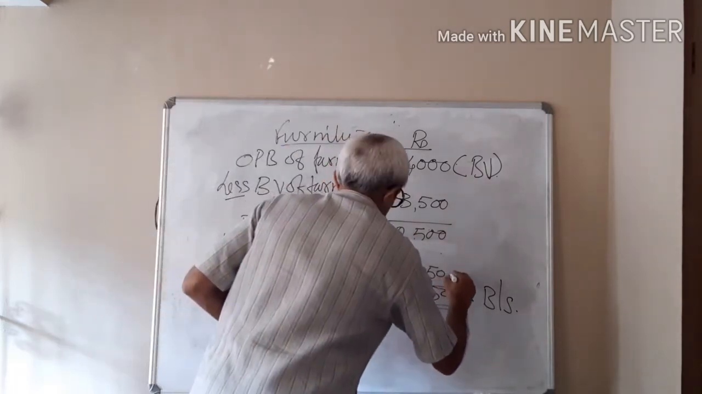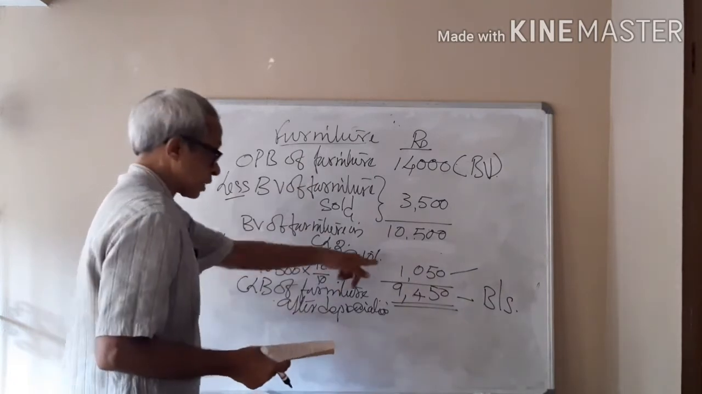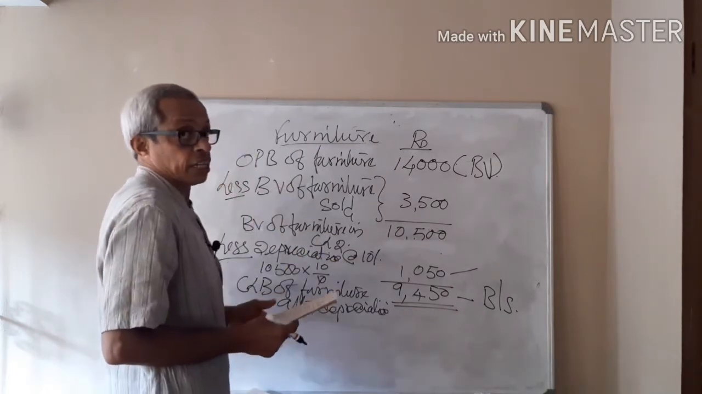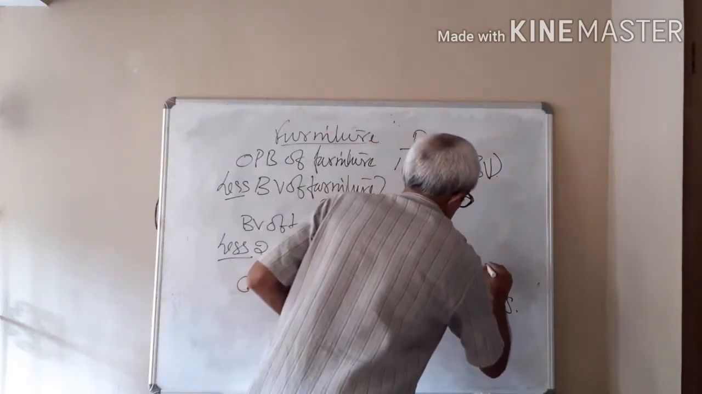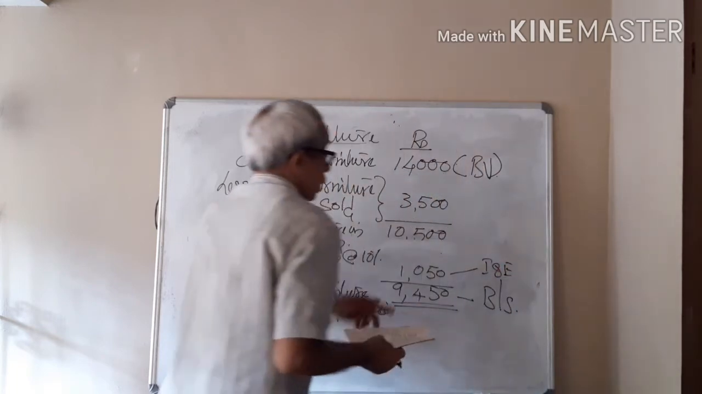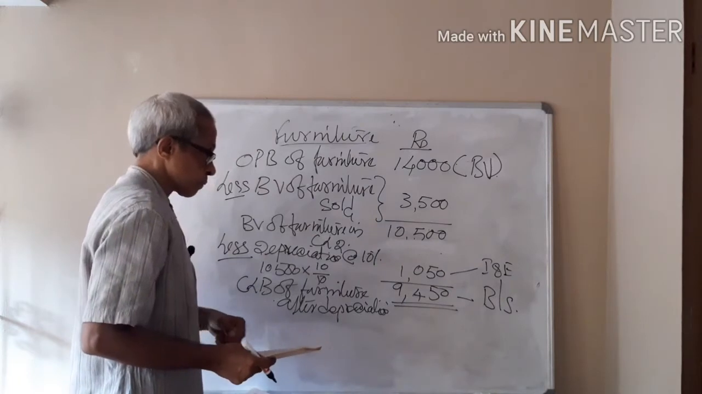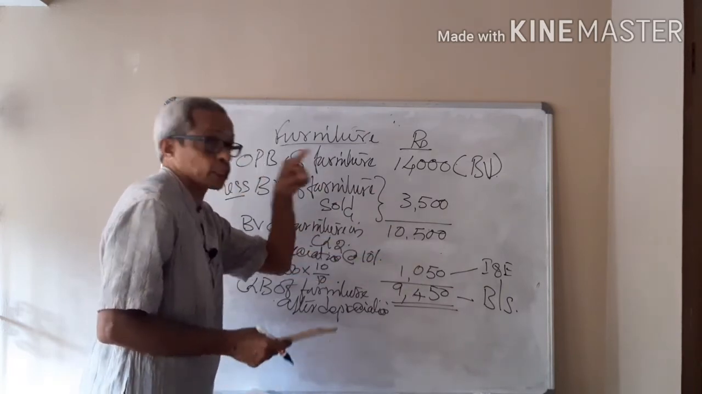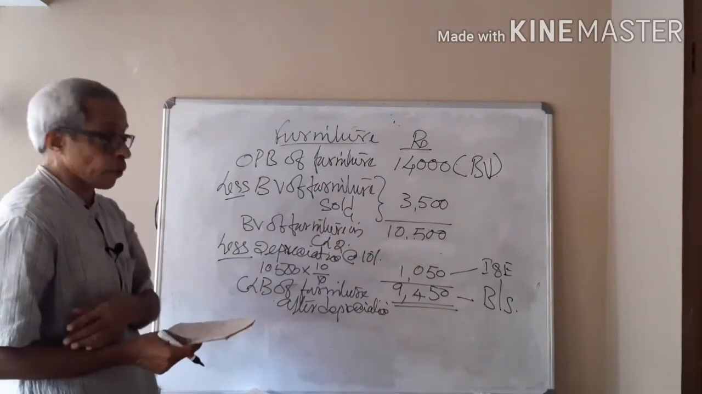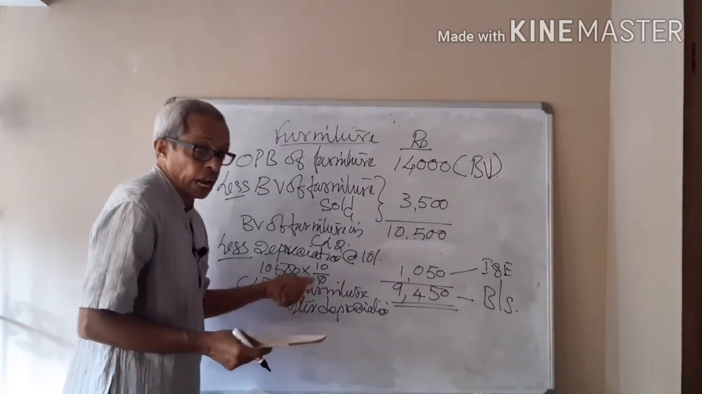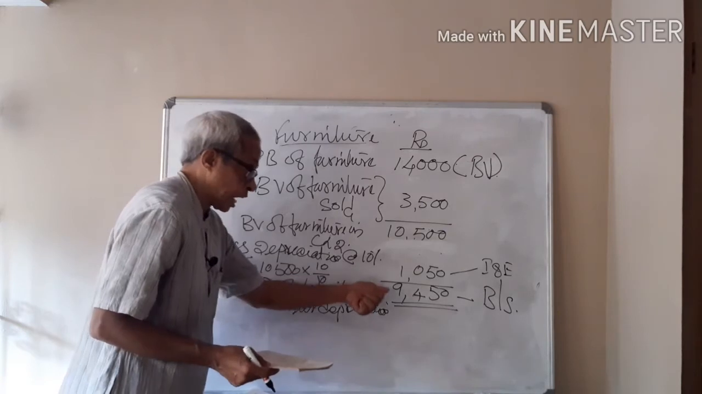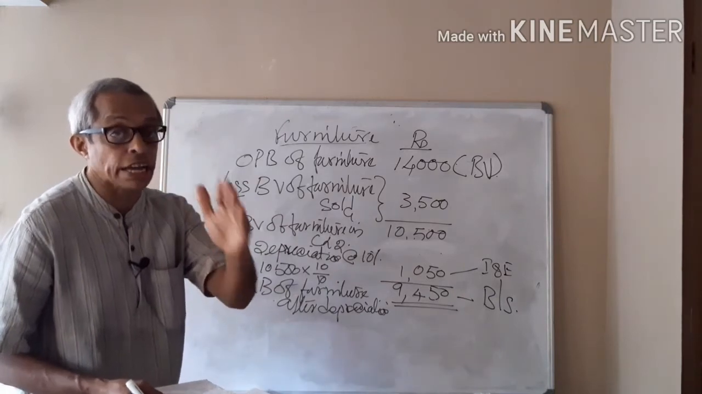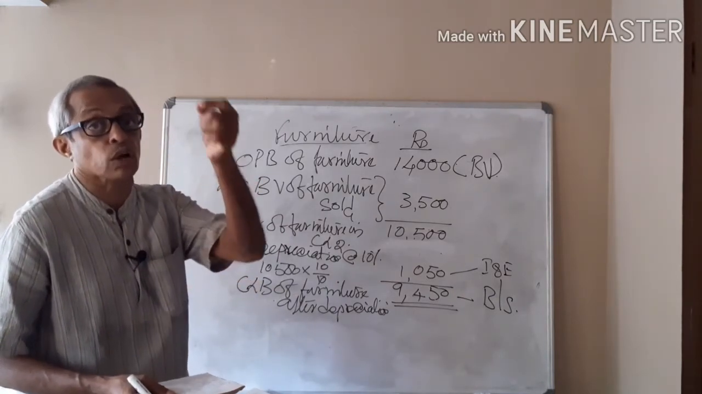And this 1,050, that is depreciation of furniture, may be shown on the expenditure side of the income and expenditure account as depreciation on furniture, and in the closing date balance sheet, 9,450 may be shown as the amount of furniture as on the closing date.